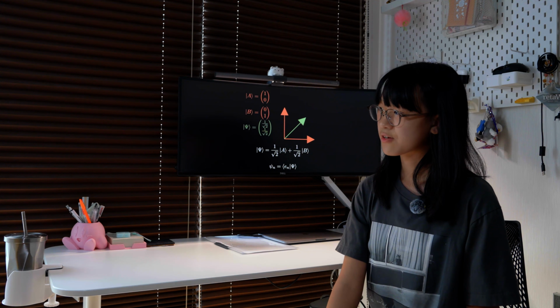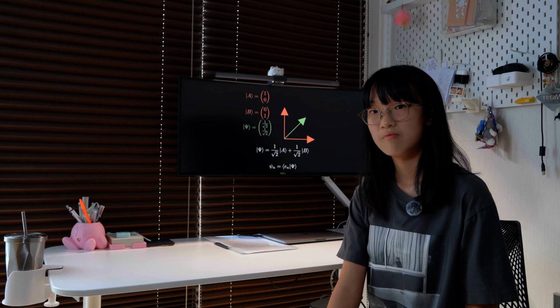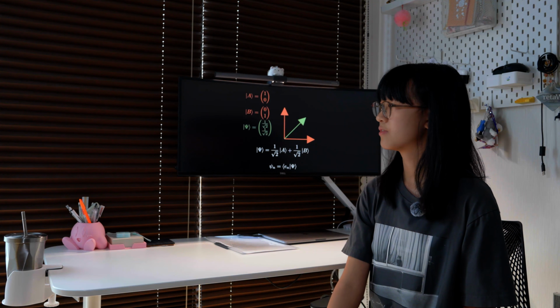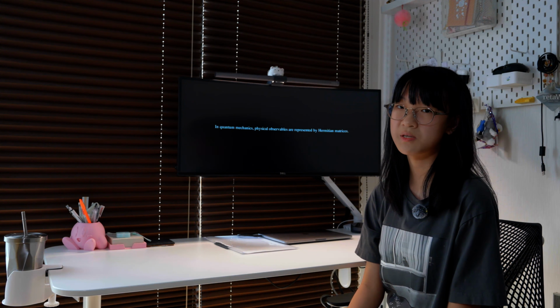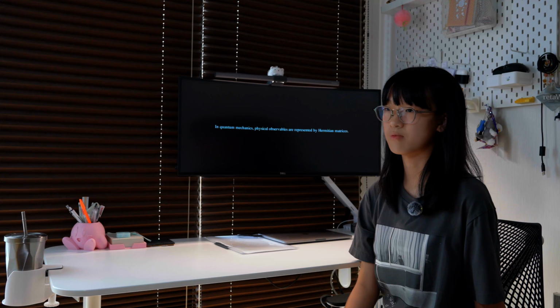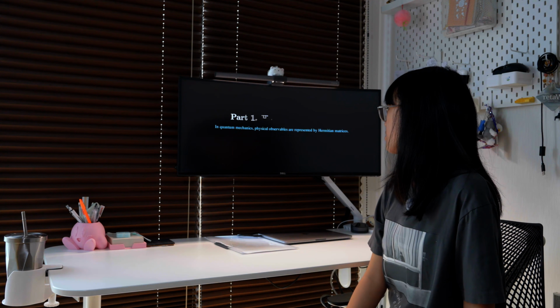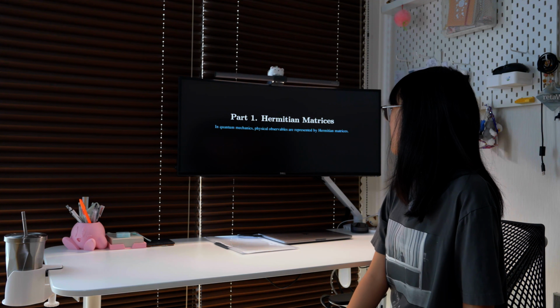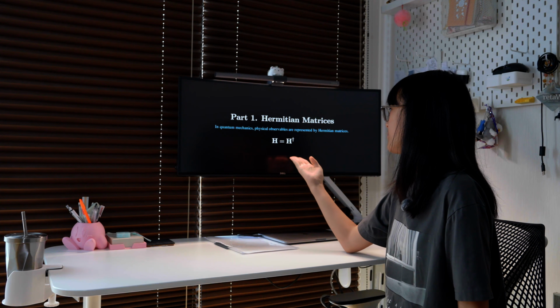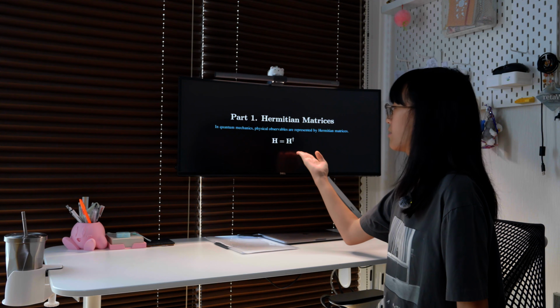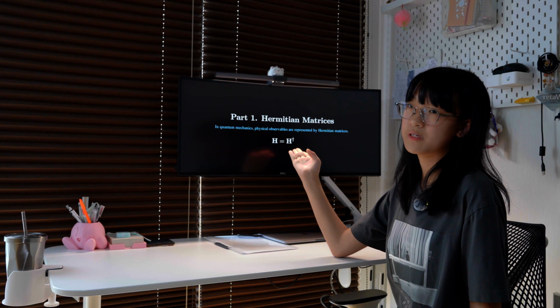So we use vectors to represent quantum states. What about physical observables? In quantum mechanics, physical observables are represented by Hermitian matrices. What is a Hermitian matrix? A Hermitian matrix is defined as this equation. H equals H dagger, where the dagger here means transpose conjugate.